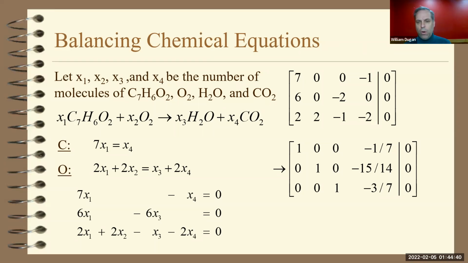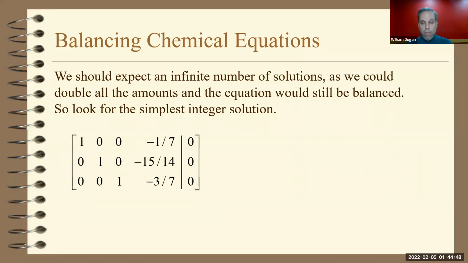So notice that there are 3 leading entries. So there are 3 leading variables, which means there's 1 free variable. So there should be an infinite number of answers. That's what you expect, though, because if the equation is balanced, then you can take that balanced equation and multiply by any non-negative integer all the way through, and you get an equation that's also balanced. So there's automatically an infinite number of answers once we have one non-trivial one. So we're going to look for the simplest integer solution. That means we want x1, x2, x3, x4 all to be integers, and we want no common factors between them.